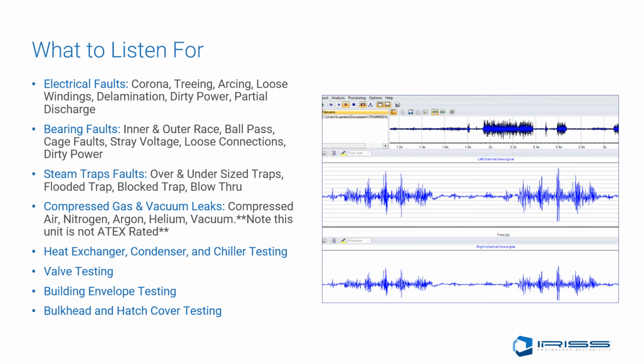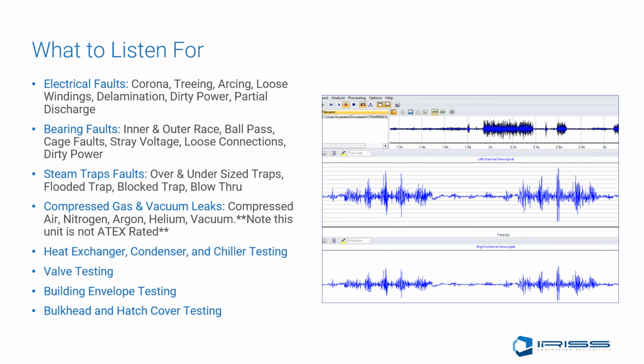So what do we actually listen for? Well, when it comes to electrical faults, the list is pretty long. We can detect corona, treeing, tracking, arcing, loose windings, delamination of windings, dirty power, or partial discharge. When it comes to rotating equipment or bearing faults, we can determine inner and outer race, ball pass, cage faults, stray voltage, loose connections, or dirty power.